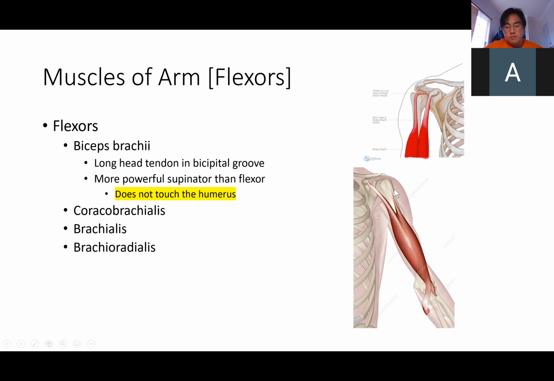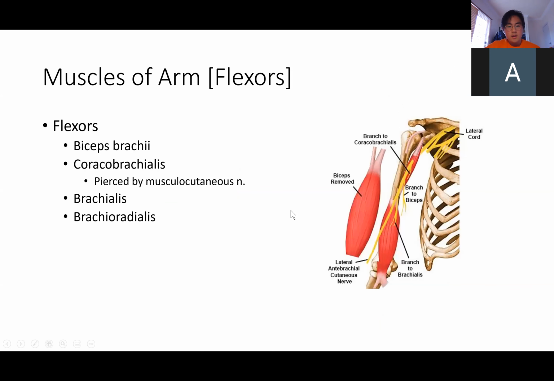Because of the origin and insertion, it should be clear that the biceps brachii actually doesn't touch the humerus, right? It crosses over the entire humerus. The coracobrachialis, there's not much interesting about it, apart from the fact that it's pierced by the musculocutaneous nerve. And here you can see the oblique pathway of the musculocutaneous nerve pretty easily. So again, it comes from the lateral cord.